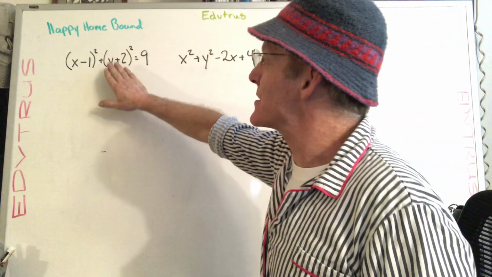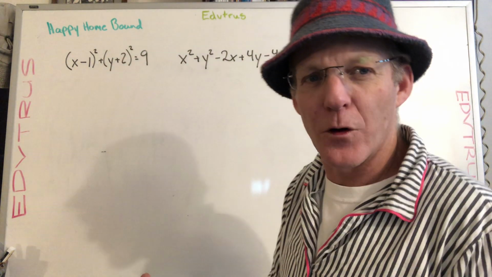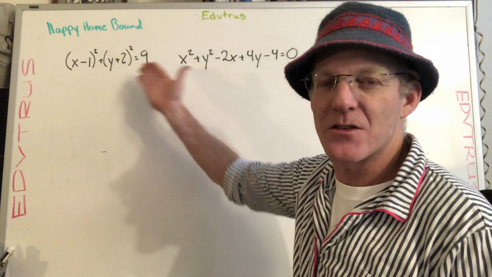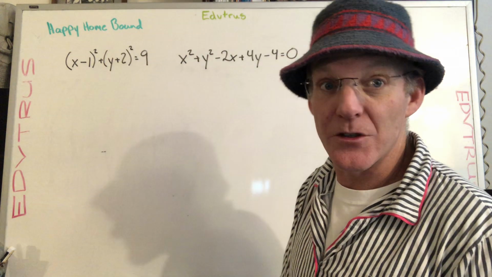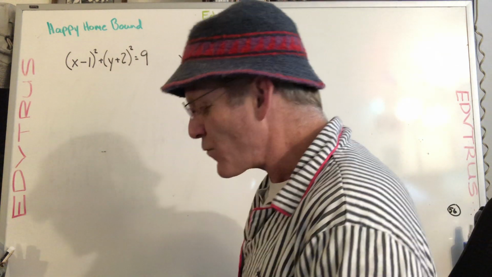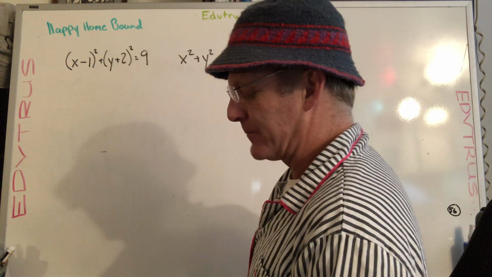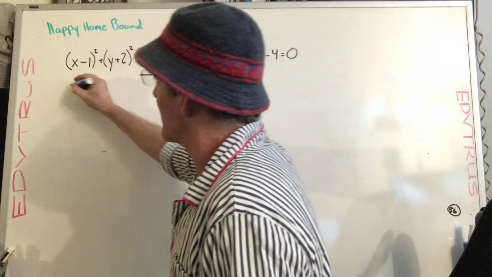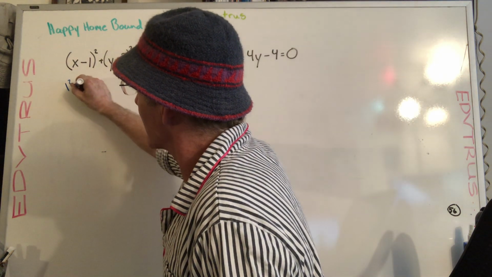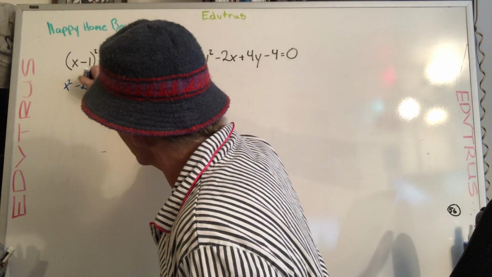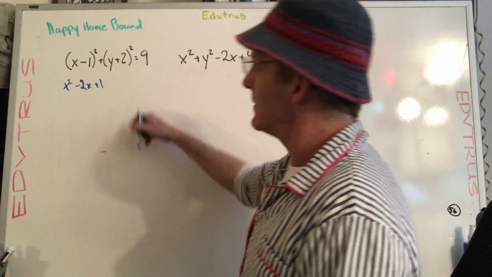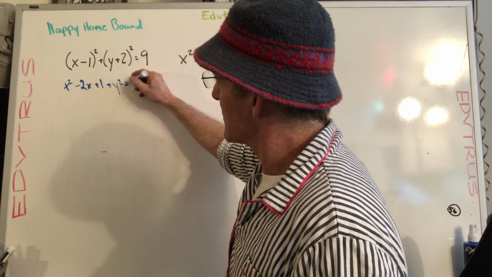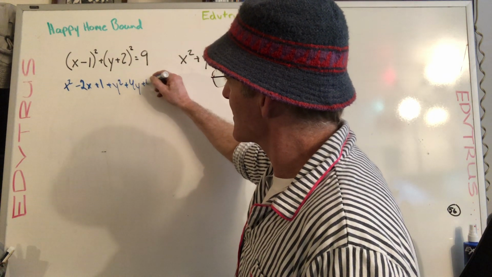Now, going from center form to standard form is pretty straightforward. It's really just foiling it out or using your specials to multiply these two perfect square trinomials out. So what do we get? If you're using your specials, which I hope you are, x minus 1 squared we would know right away is x squared minus 2x plus 1. And y plus 2 squared would be y squared plus 4y plus 4.